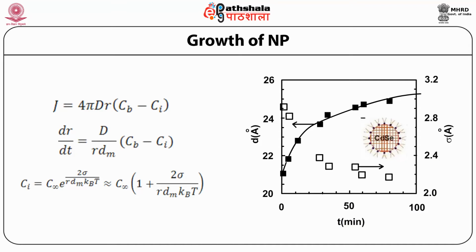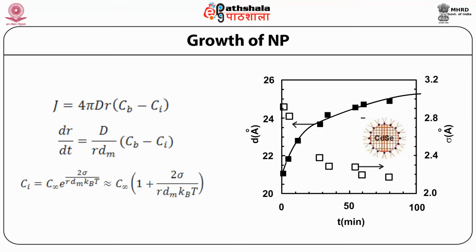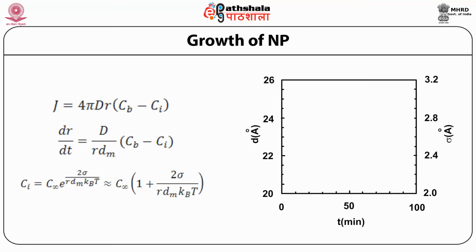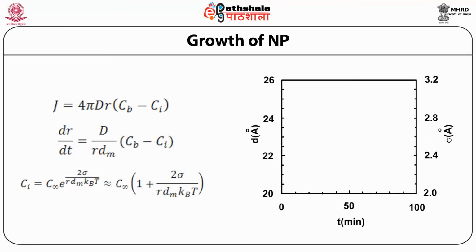Through the general gas equation, these vapor pressures can be expressed as the concentrations of monomers in the vicinity of the surface, and is given by Ci equals C∞ multiplied by exp(2σ/(r Dm kT)), approximately equal to C∞ multiplied by (1 plus 2σ/(r Dm kT)). In this equation, C∞ is the vapor pressure of a flat surface, and σ is the surface tension.